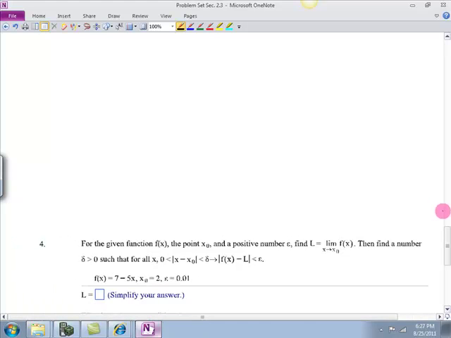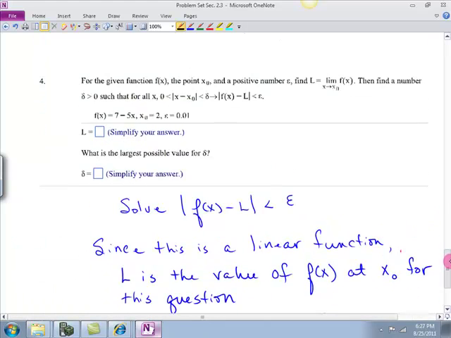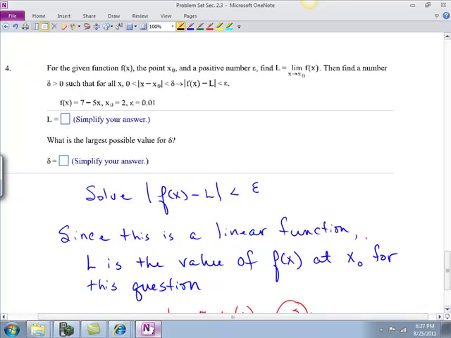What are we on? 4? Okay. It's a little bit different. For the given function, and the point and a positive blah blah blah, find a number delta greater than 0. Okay, so we're given all the same stuff, but what are we not given? We don't have the limit. We still have to do this inequality, so somehow here we've got to find the limit we're talking about.